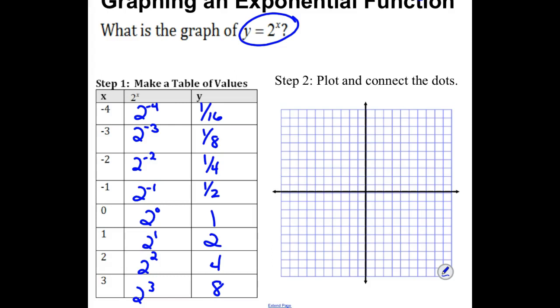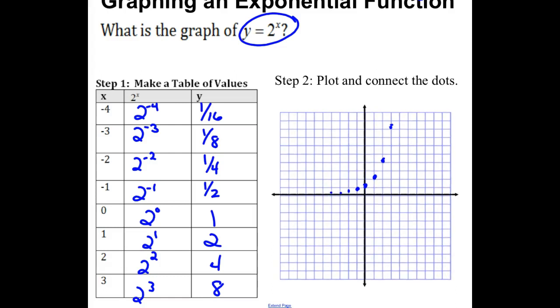Okay. So when I go to plot them, I'm going to start with the easy ones. When x was 3, we were up at 8. When x is 2, we are at 4. When x was 1, our y value was 2. X being 0 gave us a y of 1. X being negative 1 gave us a y value of 1/2. Then we were at 1/4, 1/8, 1/16, etc. Okay?